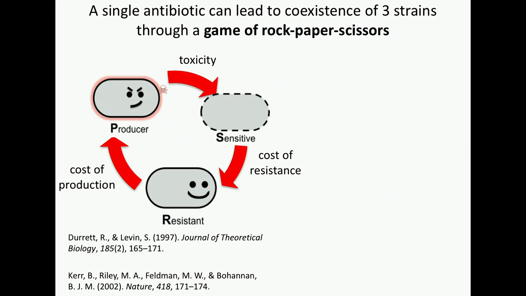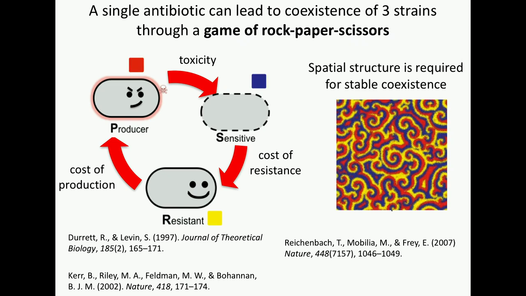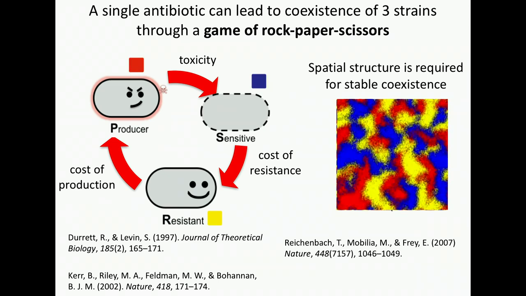So I might summarize this by saying that Simon Levin, standing on the shoulders of giant Bruce Levin, recognized that antibiotics very naturally lead to rock, paper, scissors games. The way this works is the producer kills the sensitive bacteria. The sensitive bacteria outcompete the resistant because of the cost of resistance, and then the resistant bacteria outcompete the producer because of the cost of production.